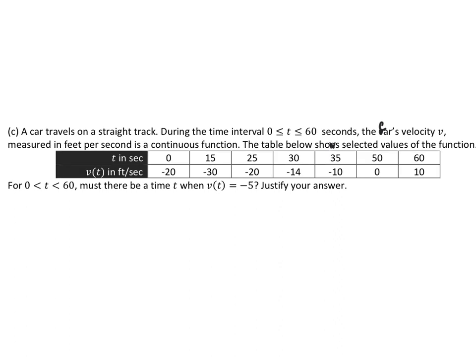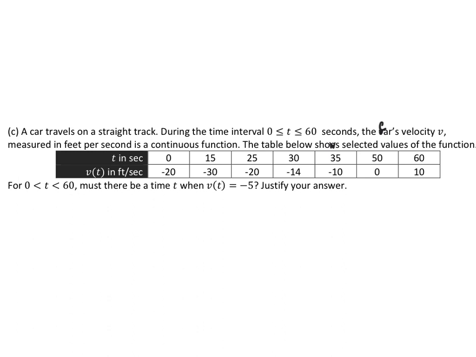The table shows selected values of the function. The question is, for time 0 to 60, must there be a time t when v of t is equal to negative 5? Now, I'm sure you're thinking, when would velocity be negative? It's a great question. When you learn more about calculus, negative velocity means it's going left. Positive velocity would mean it's going right, because velocity is just speed with direction. So positive and negative is directions. Anyways, I digress. We need to show this.